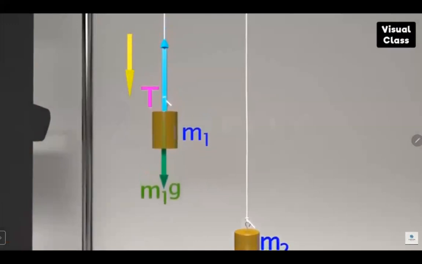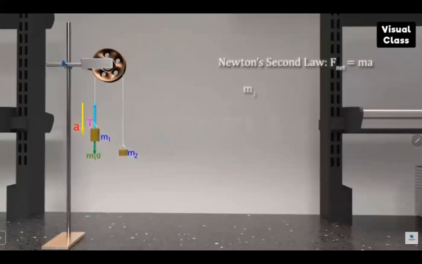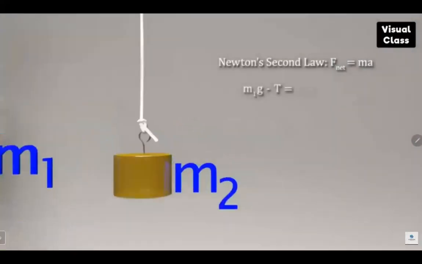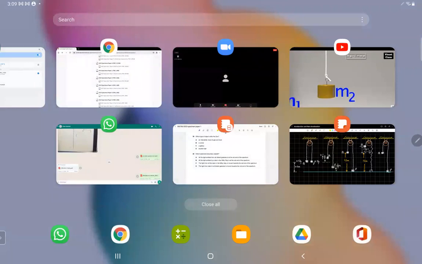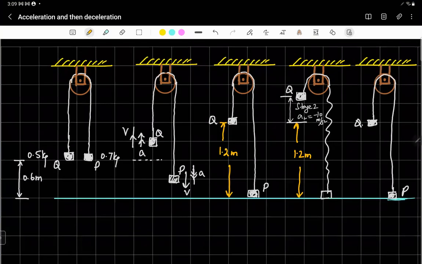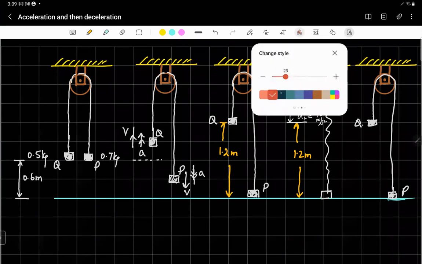You can see that the two masses are connected via a string, and the string passes over a pulley. Mass m1 is moving down and mass m2 is moving in the upward direction. So we are talking about this kind of motion. Over here, in my case, the mass on the right side is heavier. I changed its color so that you can identify it.